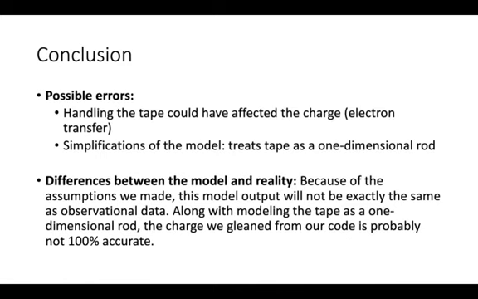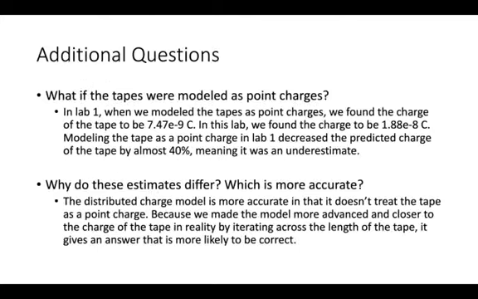Some possible errors were that the handling of the tape could have affected the charge due to electron transfer. There were also simplifications of the model. We treated the tape as a one-dimensional rod, and it's actually two-dimensional in real life. These differences between the model and reality, or the assumptions we made, could have caused differences between the model and reality. This model output will not be exactly the same as observational data. Along with modeling the tape as a one-dimensional rod, the charge we gleaned from our code is probably not 100% accurate. What if the tapes were modeled as point charges?